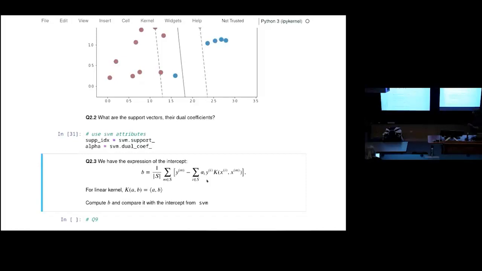Is anyone trying to code it, or are you just thinking? Okay. So alpha there is actually alpha y in the equation. That's basically what I was explaining before. And the kernel is linear. It's the linear kernel, so it's just the scalar product in this case. And we sum over S. S is the support index.